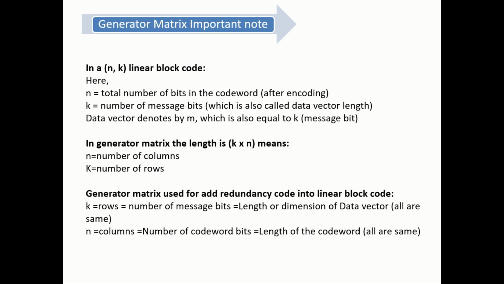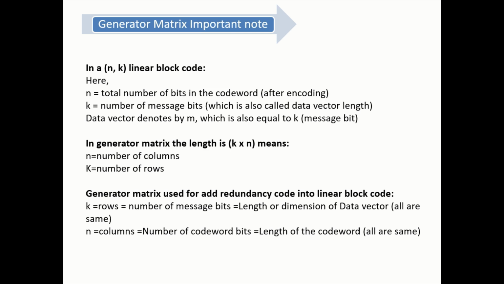In a linear block code, whenever you write n comma k inside the bracket, n equals the total number of bits in the code word after encoding. And k equals the number of message bits, which is also called the data vector length. The data vector is also denoted by m. So k is the data vector length and m is the message.